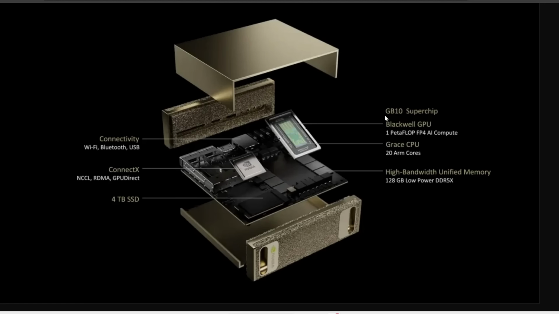This features an NVIDIA Grace Blackwell superchip, plus it has 128 gigabytes of unified memory shared between the CPU and GPU. So this entire system enables support for large AI models with up to around 200 billion parameters. And if you need more than that, well, you can always link multiple DGX Sparks together.